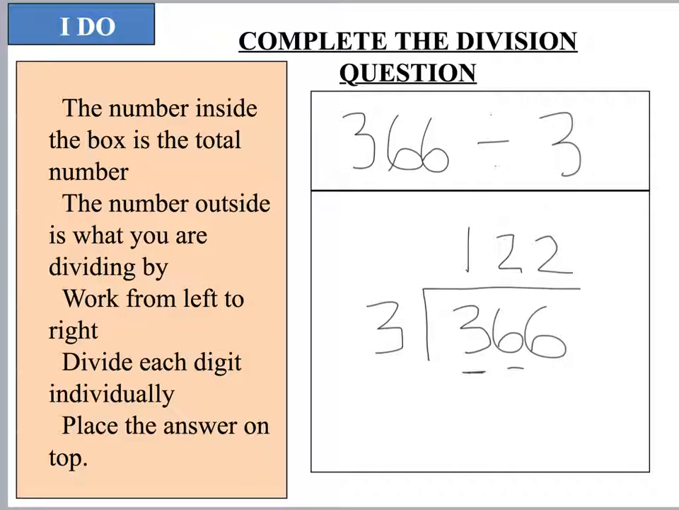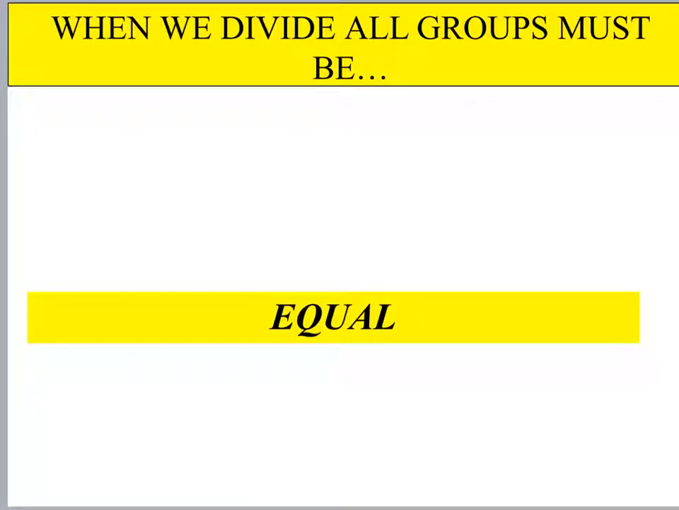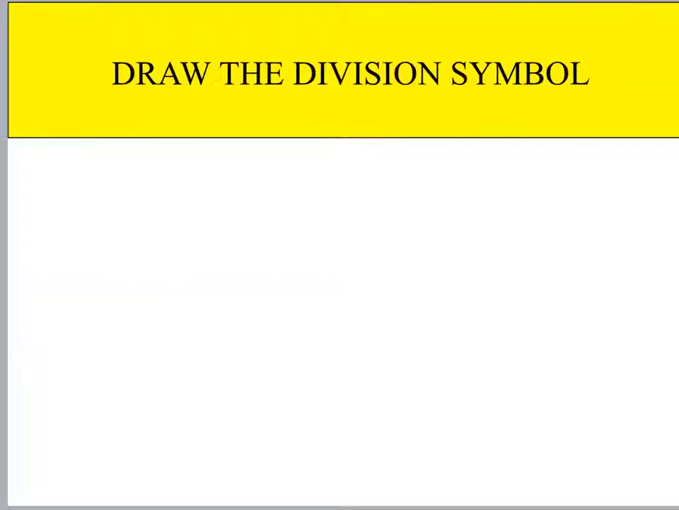Alright, let's answer some questions. Here's a question we remember from a previous lesson. I want you to write the answer on your whiteboard. When we divide, all groups must be what? Press pause and give everyone the chance to write that answer. Okay, let's see what you've got. When we divide, all groups must be equal.